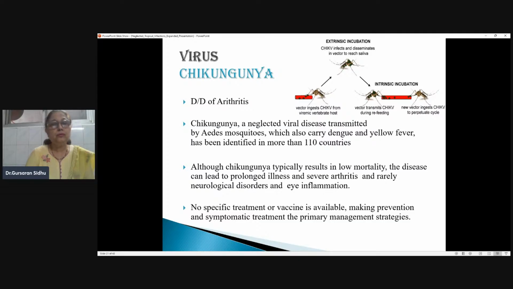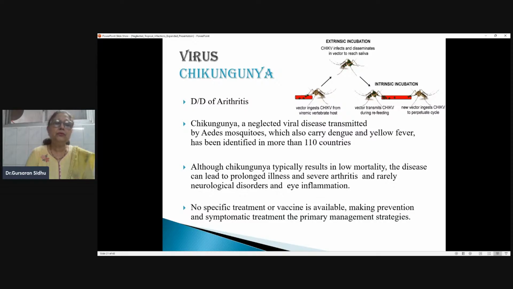But also don't forget to ask the history. Ask any history of fever which had happened to him within even 3 to 6 months. Patients can continue to have mild grade or bad arthritis or arthralgias even for 6 months. It is a neglected viral disease.